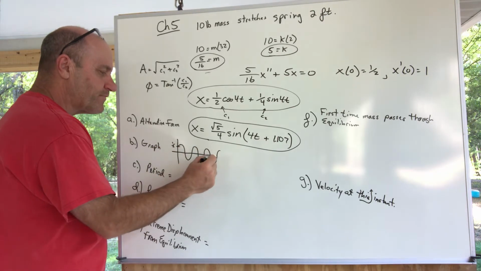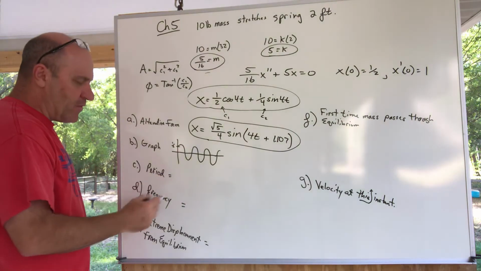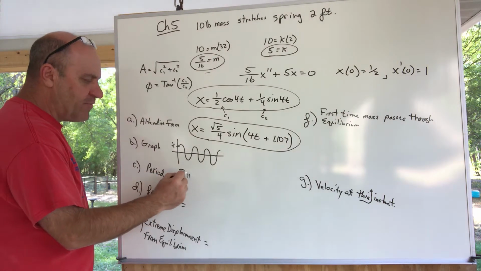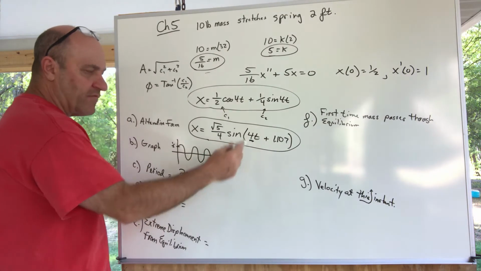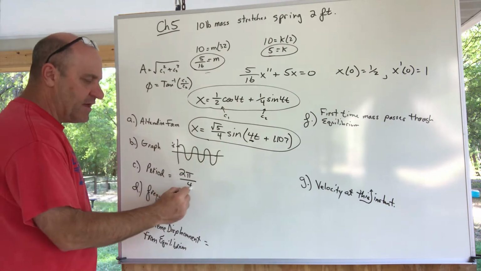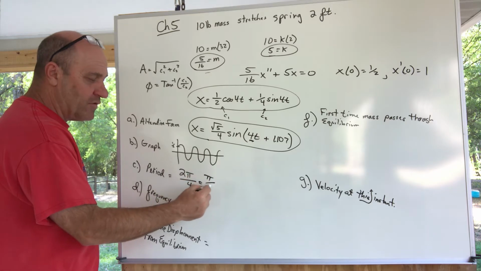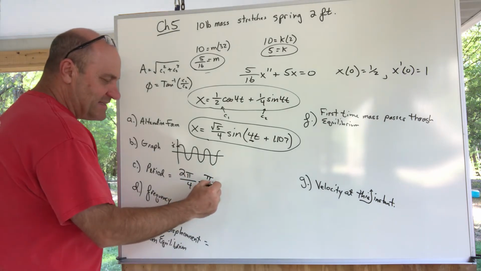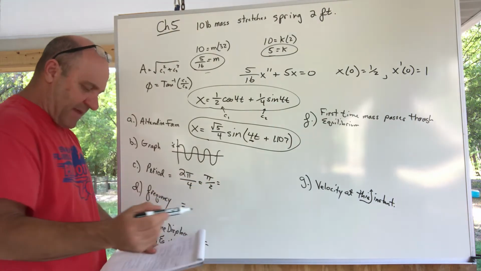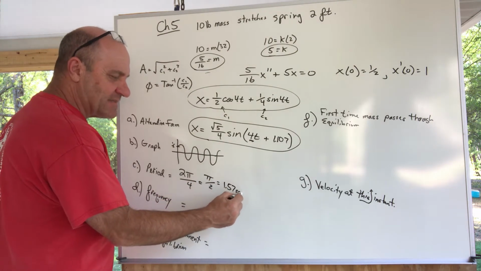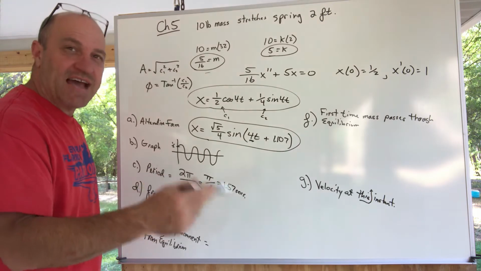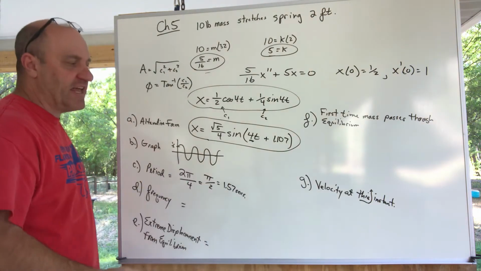I asked you what the period was, and the period is always 2 pi divided by this omega, 4. This number 4 in front, the coefficient of t, is omega. So there's the period, pi over 2, and that is in seconds. And we could just make it a decimal if we wanted. That's 1.57 seconds.